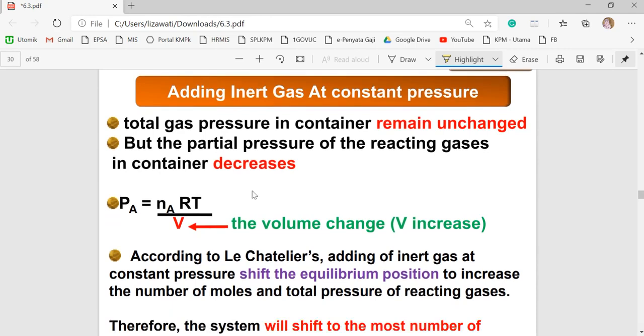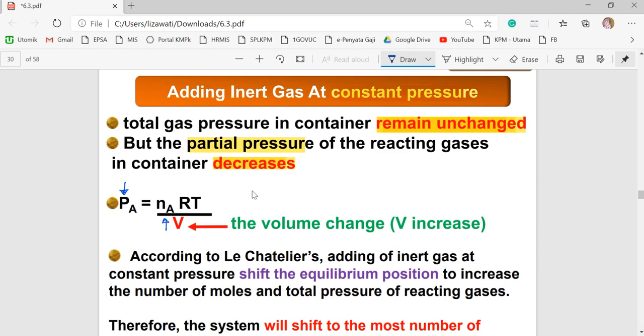Alright, next, the second change. If we add inert gas at constant pressure, what would happen? The total gas pressure remains unchanged, because the pressure is constant, but the partial pressure of the reactant gases decreases. Let's say the partial pressure of A will decrease. Therefore the volume will increase.